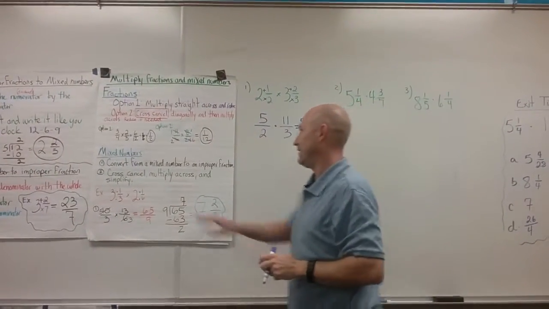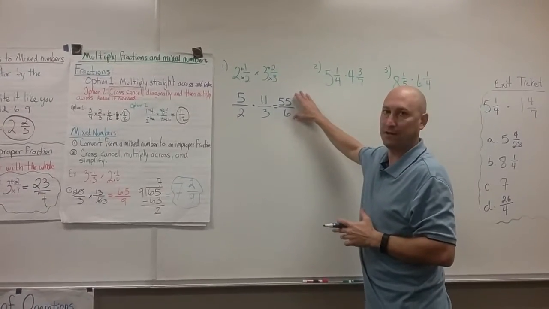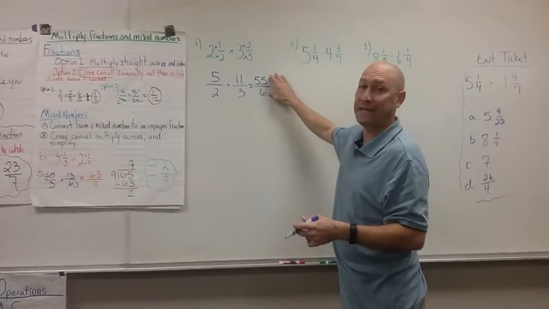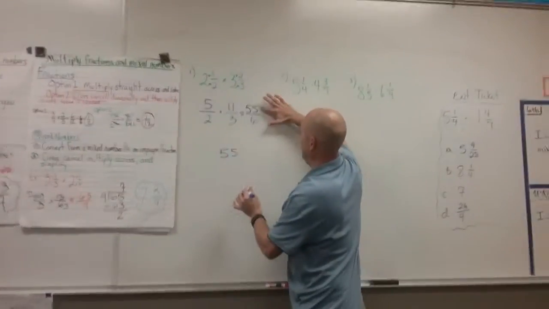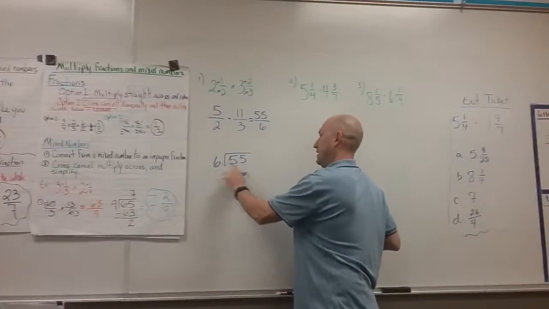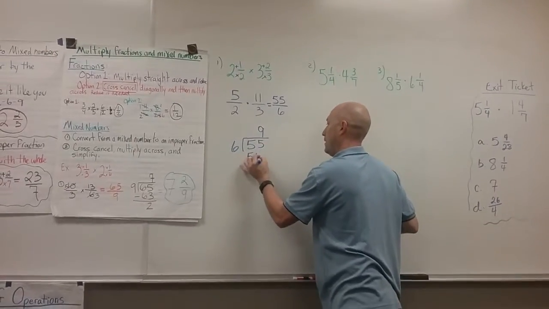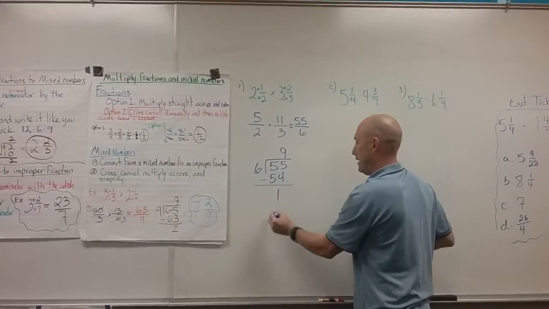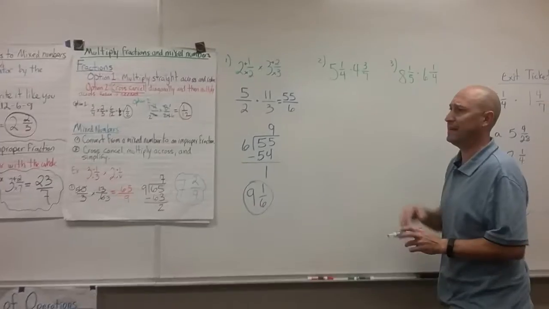Now my last step is I have to simplify. I cannot leave my final answer as an improper fraction. So as we've done in the past with adding and subtracting fractions, I've got to convert any improper fraction back into a mixed number by dividing. So I take 55 divided by 6, and I divide. 6 goes into 55 9 times. 9 times 6 is 54. I've got 1 left over. So my final answer as I read it going around the clock is 9 1/6. Here's my next example.